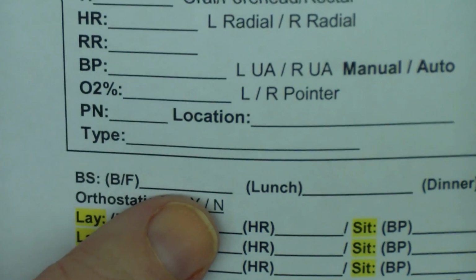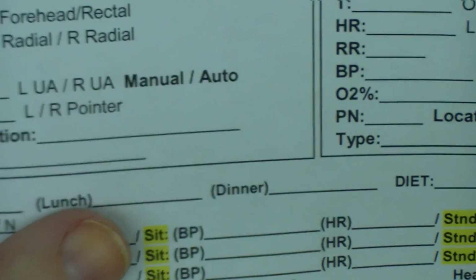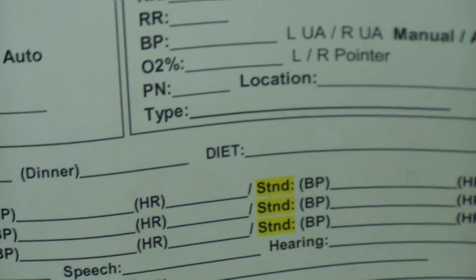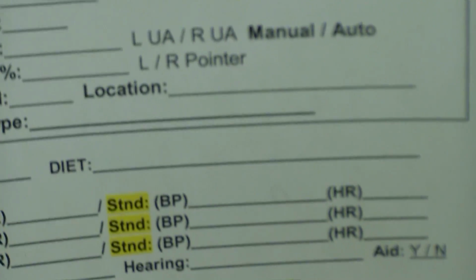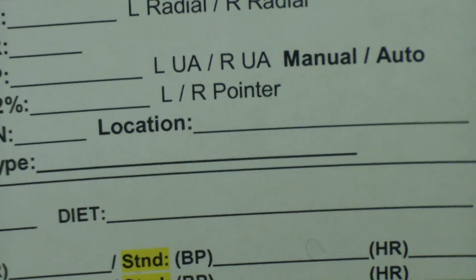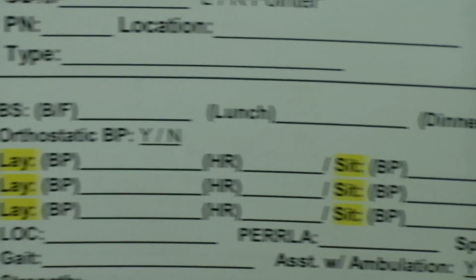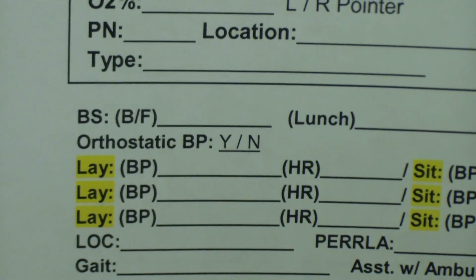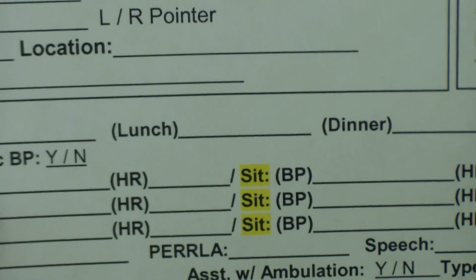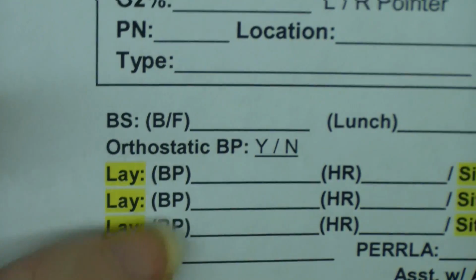Blood sugars. So if I have a patient, I have to take their blood sugars. Here's the one before breakfast, before lunch, before dinner, and what type of diet are they on, whether they have blood sugars or not. Are they on a full liquid diet, a soft diet, a cardiac diet, a diabetic diet? What kind of diet are they on? Here's a place for orthostatic blood pressures. I circle yes or no if they're on it. And then, like I said, I do them 3 times a day.